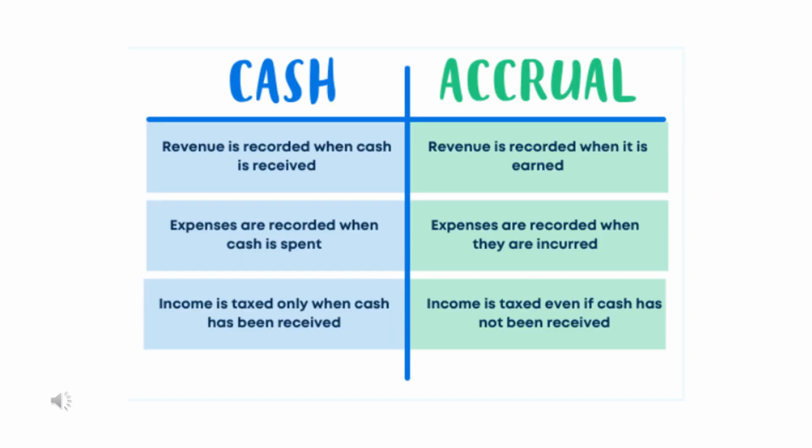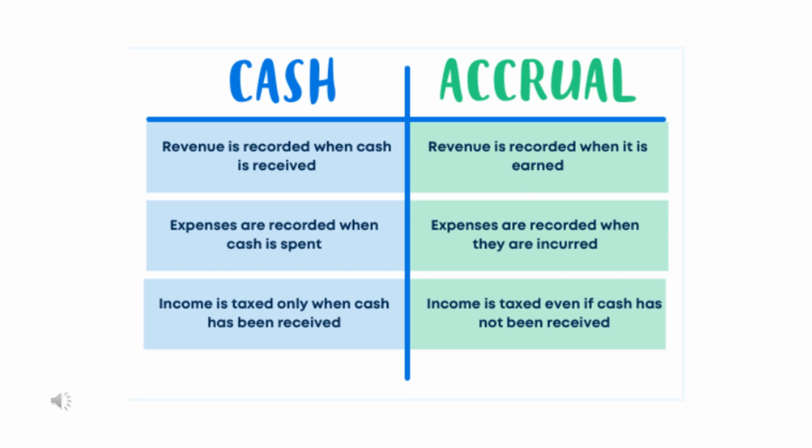Well, with cash accounting, you have a clear picture of your cash flow in real time. It's simple and straightforward, making it ideal for small businesses with straightforward transactions. However, cash accounting may not accurately reflect your company's financial health since it does not account for revenue or expenses until cash changes hands. For example, if you look on the left-hand side, revenue is only recorded when cash is received. Expenses are recorded when cash is spent. Income is taxed when cash has been received.